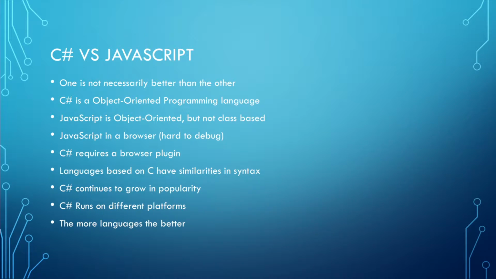Languages such as C++ also have similarities in syntax to C-Sharp because it is a C-based language. C-Sharp continues to grow in popularity today thanks to Microsoft's Visual Studio Xamarin. And Xamarin allows developers to develop across multiple platforms, which is very helpful for coding universally.